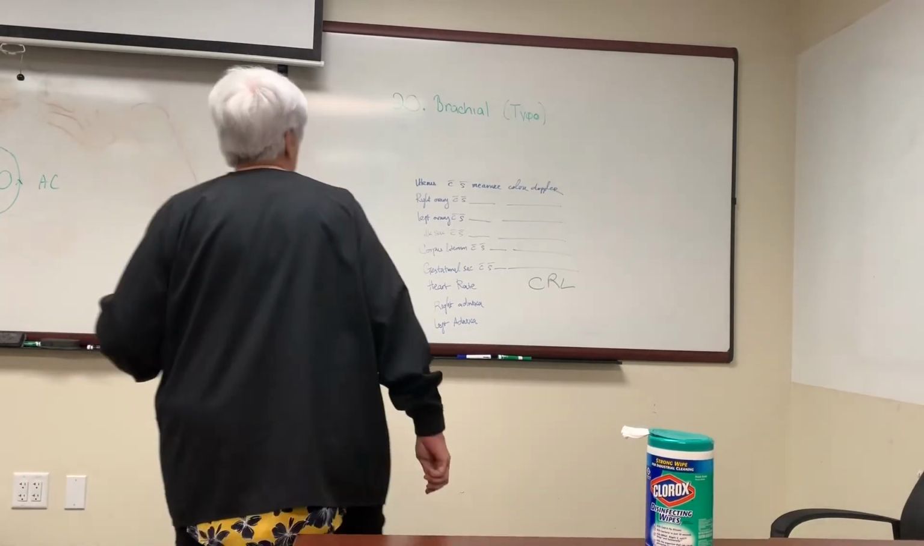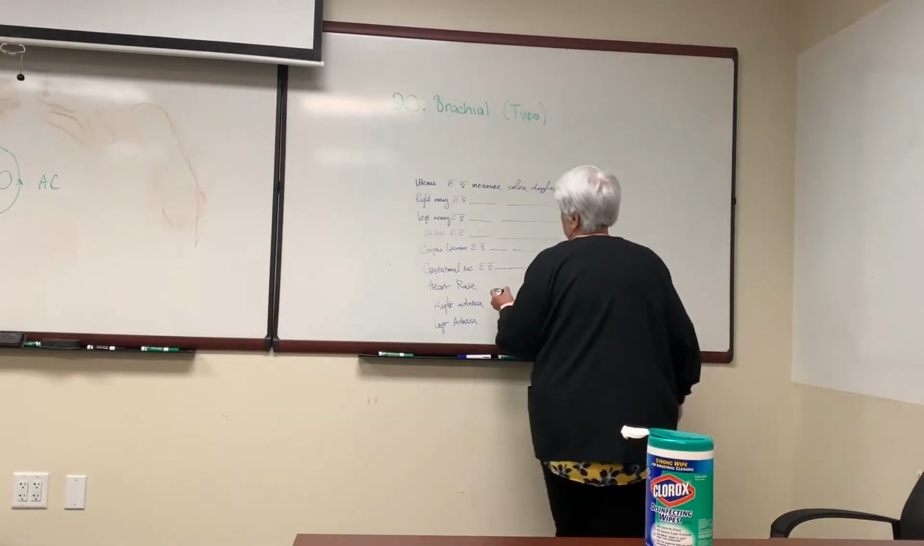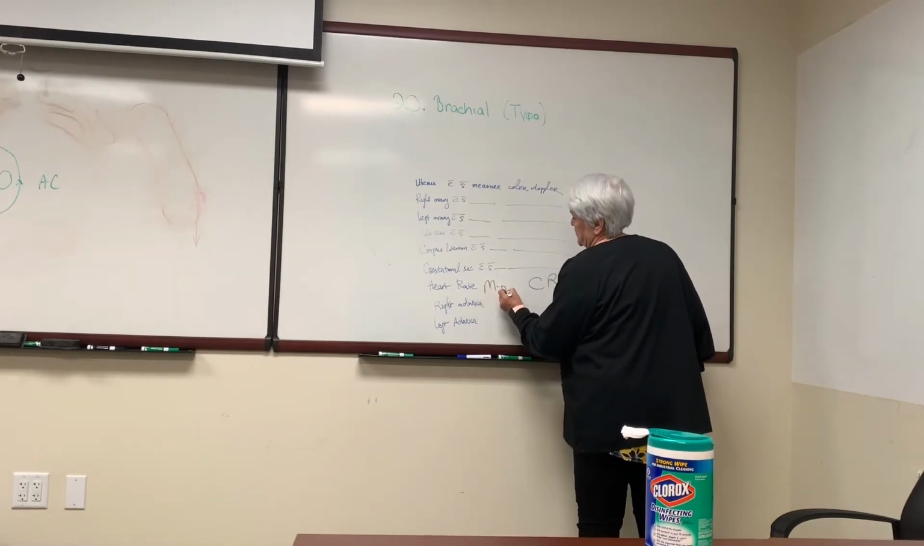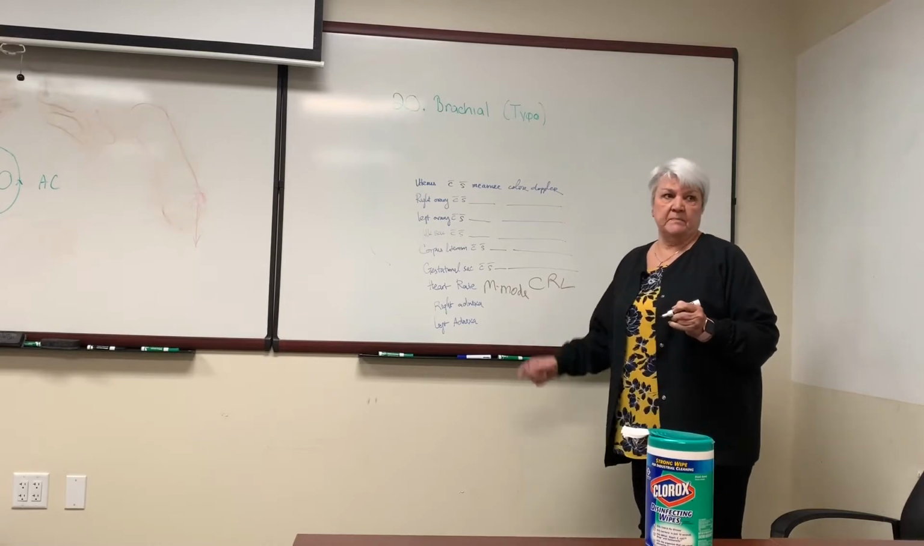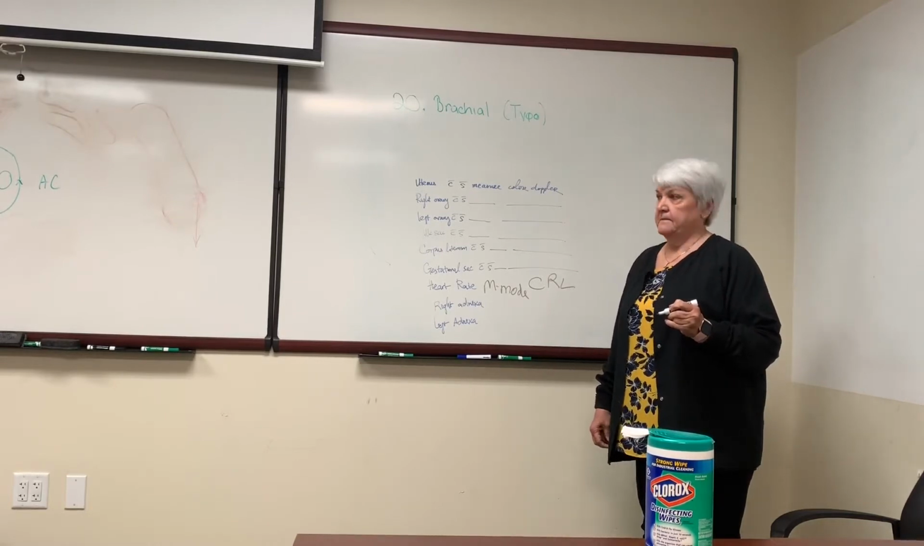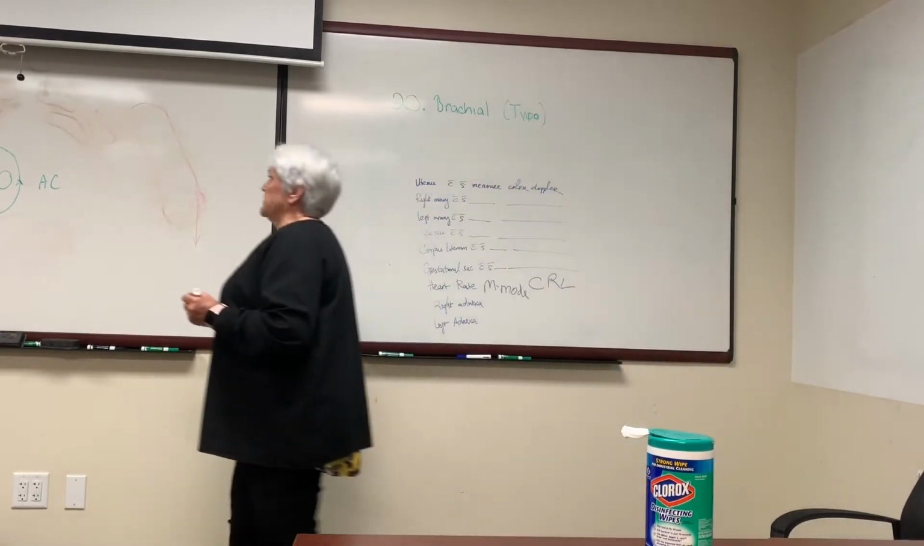Okay, the heart rate. The heart rate is done with M mode. It's less energy to the baby. Okay? Abdominal circumference.